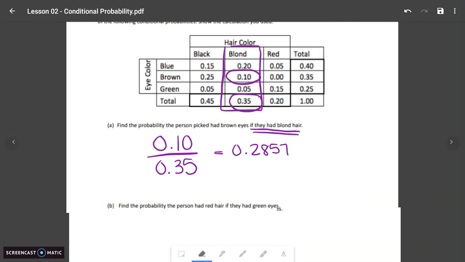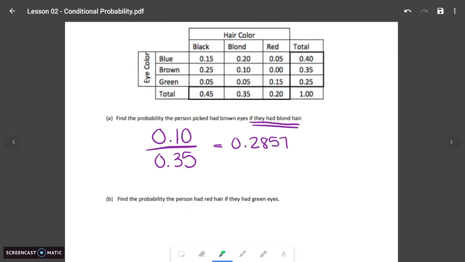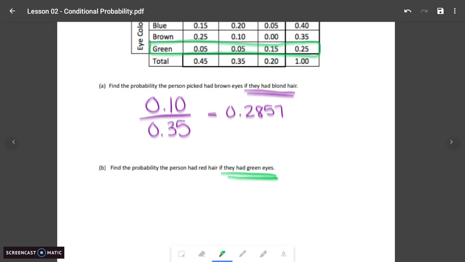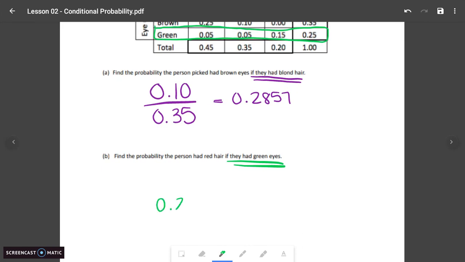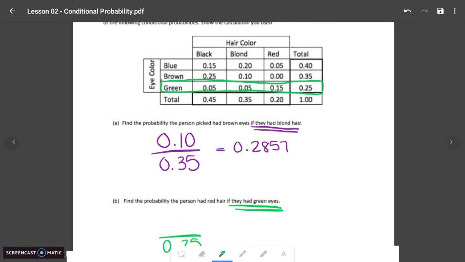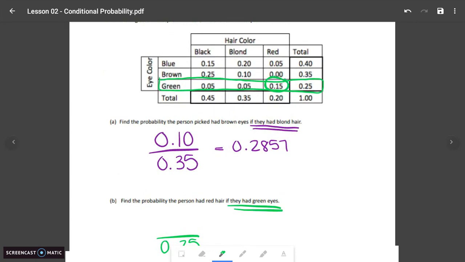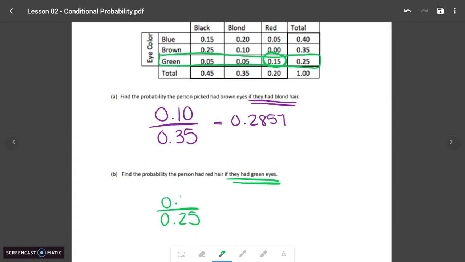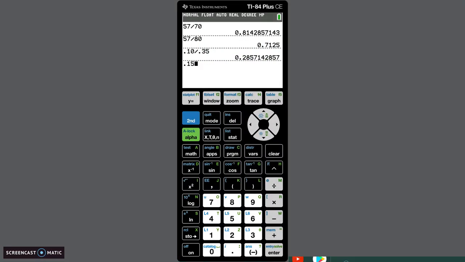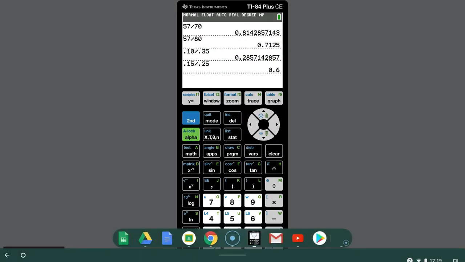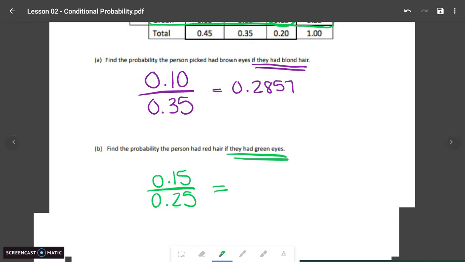Okay, now for the probability of a person had red hair if they had green eyes. So again, the if is your given in this case. So the green eyes total now. So the sample space, the total amount is only out of 0.25. So the given is always on the bottom. But we're saying red hair given they had the green eyes. So that's the 0.15. It's where the red hair falls within that row. And that was a nice one of 0.6.